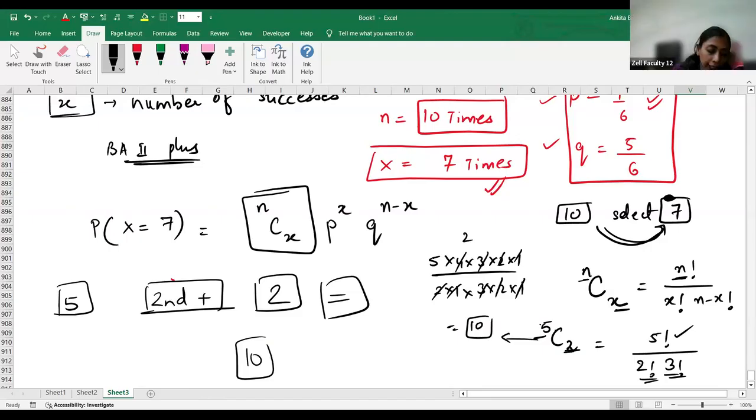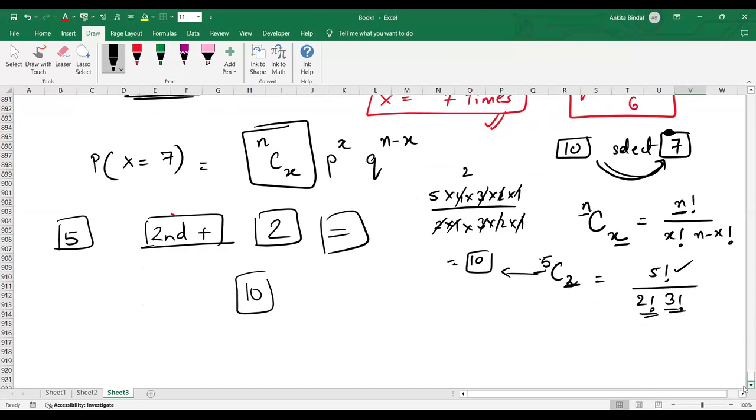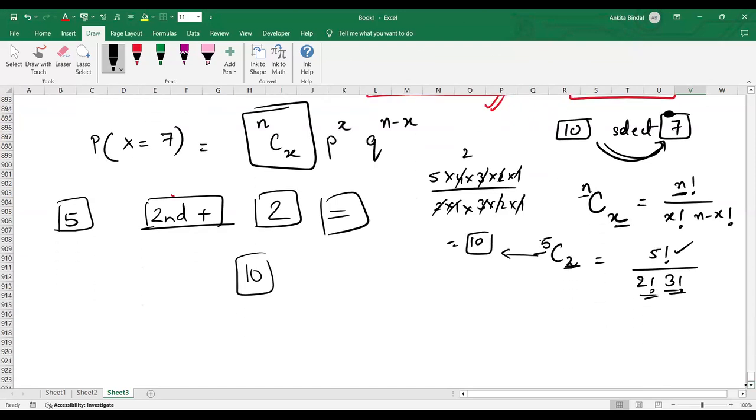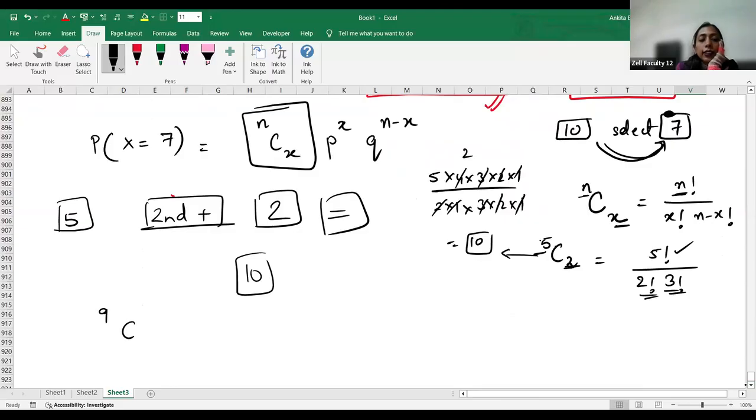Ma'am, can you repeat that? Second and plus, once again. I am getting 70,000. Suppose we have to find 9C7. So how to find 9C7? First we'll write 9 on the calculator. Everybody write 9. Now press second and plus.